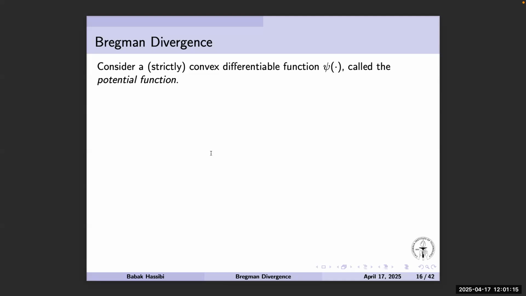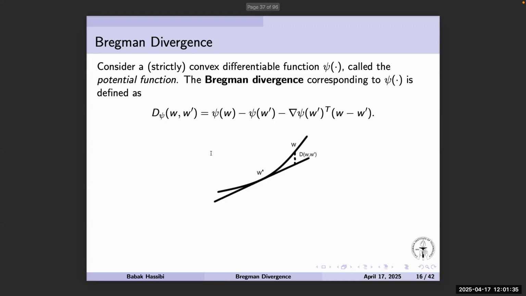Okay, so to do this, I'm going to introduce something called Bregman divergence. A lot of you might have seen this. So in Bregman divergence, we start with a convex differentiable function. Sometimes it's strictly convex. Doesn't matter a whole lot right now. So this function psi we call a potential function. So it's a convex differentiable function. And so the Bregman divergence is better described through a picture.